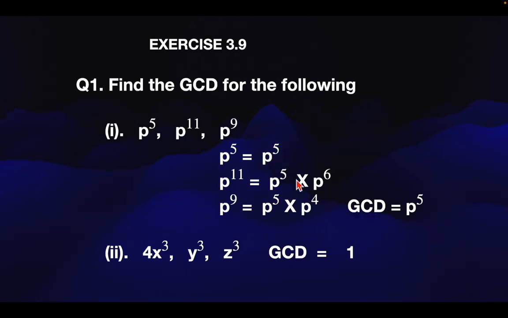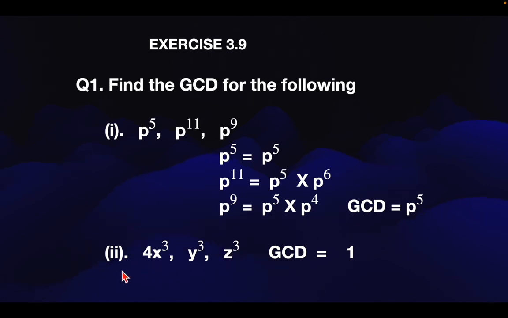I have written these steps for your understanding. Directly also you can write the answer. Whenever you are given polynomials in exponent form, if the base is same, write down the base first and then write the least power. That will be the GCD, the greatest common divisor.